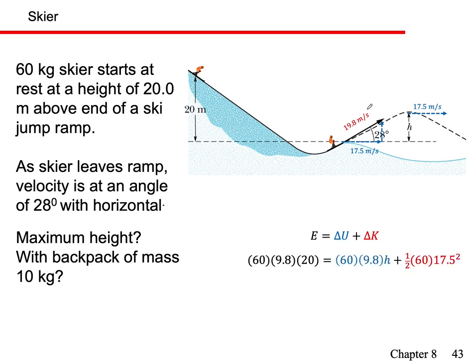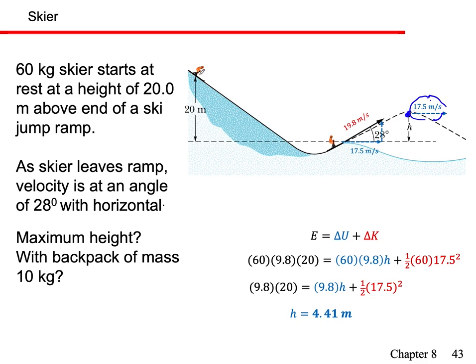Solving this now, the total energy of the system is the initial gravitational potential energy, 60 times 9.8 times 20, equals the potential energy at this point right over here, which is going to be the mass of the skier times 9.8 times the height, plus the kinetic energy they have at that point, which is 1/2 times the mass of the skier times that horizontal component of the velocity squared. Remember, for a projectile, horizontal velocity remains constant, but at this top point right here, the vertical velocity drops to 0. Mass cancels out, and if you solve this, you'll discover that height must be 4.41 meters.